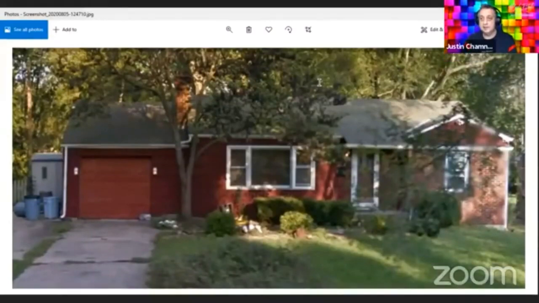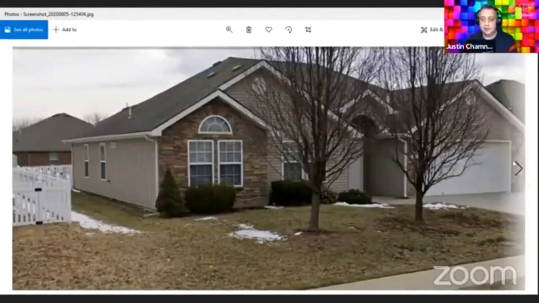First one here I want to show you is not this one. I'm going to try to move my cameras around so I can see the page and click through. All right, here we go. Look at this one. Isn't this a pretty house? This is your typical pretty house, okay?